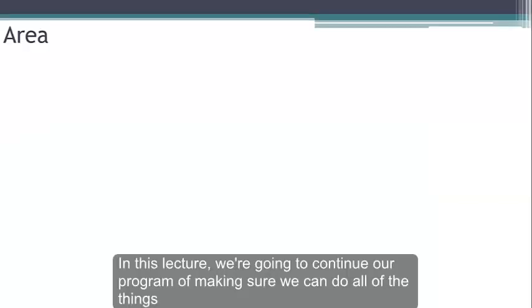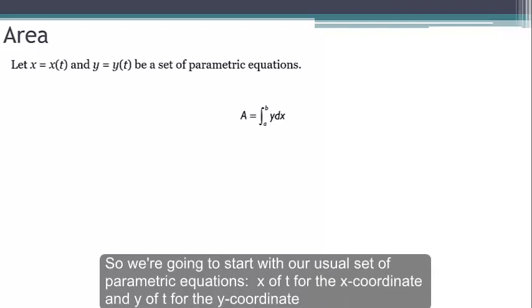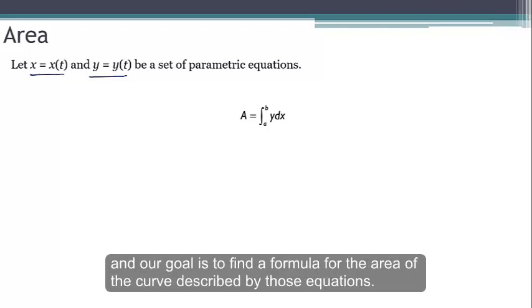In this lecture, we're going to continue our program of making sure we can do all of the things with our new parametric equations that we could do with the standard rectangular equations. So we're going to start with our usual set of parametric equations, x of t for the x coordinate and y of t for the y coordinate. And our goal is to find a formula for the area under the curve described by those equations.